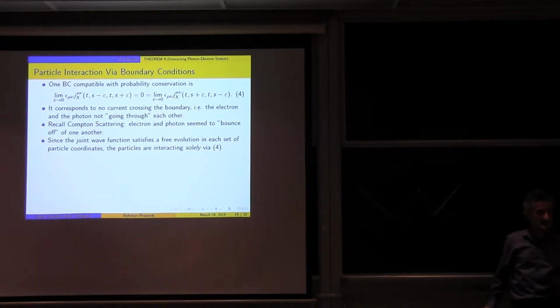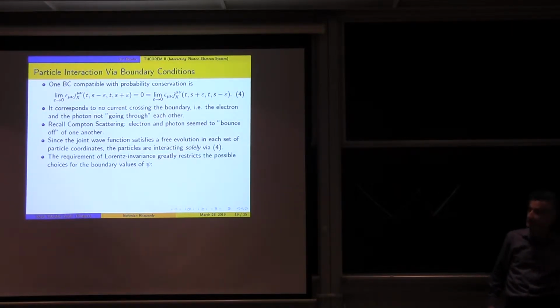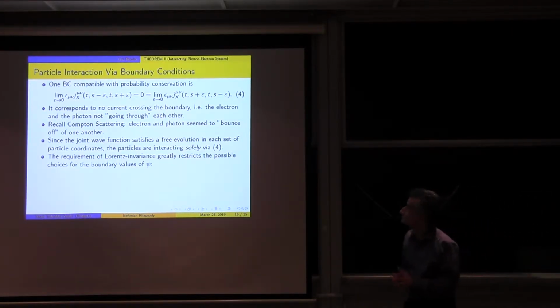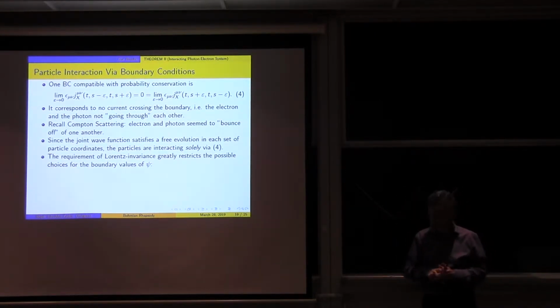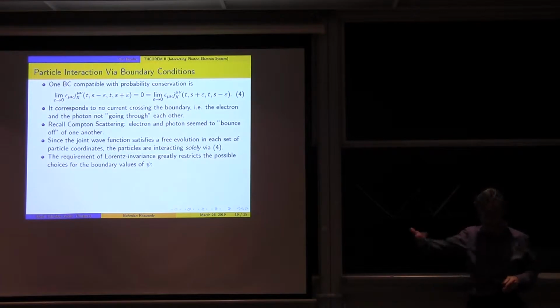It's easy to see that the wave function satisfies a free evolution in each set of particle coordinates, so they are interacting solely via this boundary condition. The notation here says that you're actually using that very x from before to define the Bohmian velocity. Yes, exactly. This is how this x plays the second role.